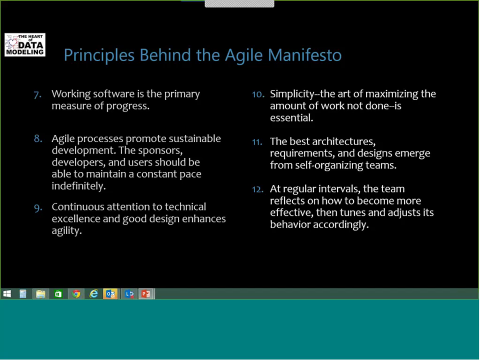Eight, agile processes promote sustainable development. The sponsors, developers, and users should be able to maintain a constant pace indefinitely. So notice the players there: sponsors, developers, and users. There's that developer word again. There's no other IT role mentioned. The constant pace doesn't mean that there are a little bit faster times and slower times. That's something we're going to talk about.